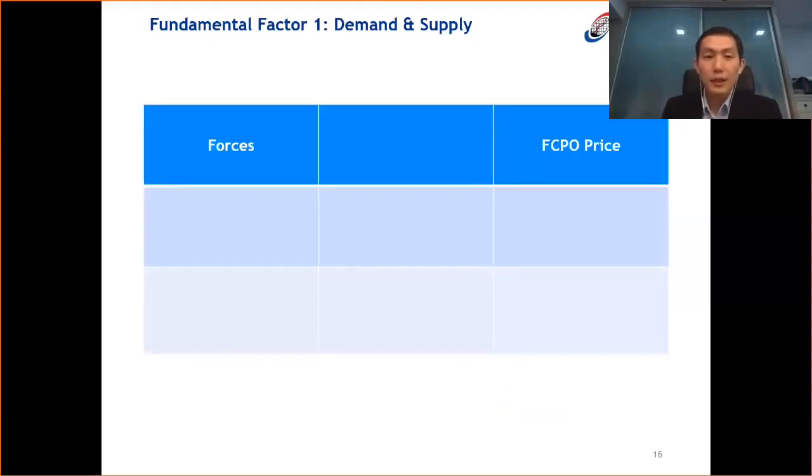Now, let's look into what are the forces behind the demand and selling forces. How do these forces affect your FCPO price in the market? Now, when demand, this is back to the very, very basic economics 101, right?